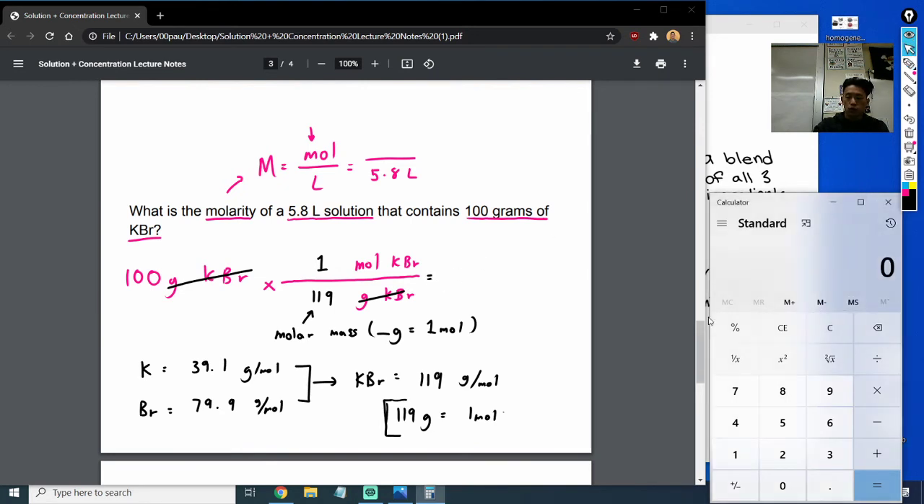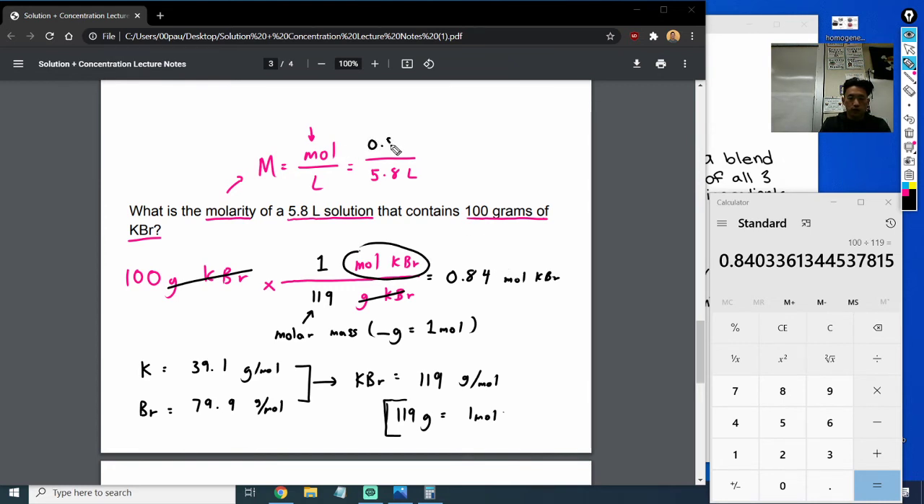So our starting number is 100. We multiply the tops, but since it's 1, we can skip that. We're going to divide the bottom, so divide it by 119. And that'll give us a final answer, for this part at least, of 0.84 moles of KBr, because that's what we have left over right here. And so we're going to take this number and put it on the top of this fraction. So 0.84 moles of KBr.